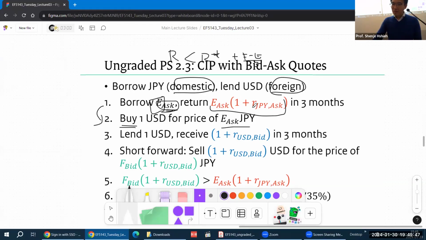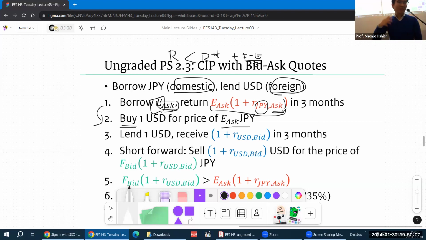which means that our liability in step 1 must be E ask times 1 plus R, Japanese yen. Oh, sorry, we know. We're borrowing, so it should be at the higher price. So we know that too. Okay, so it should be ask. So let me start over, okay?